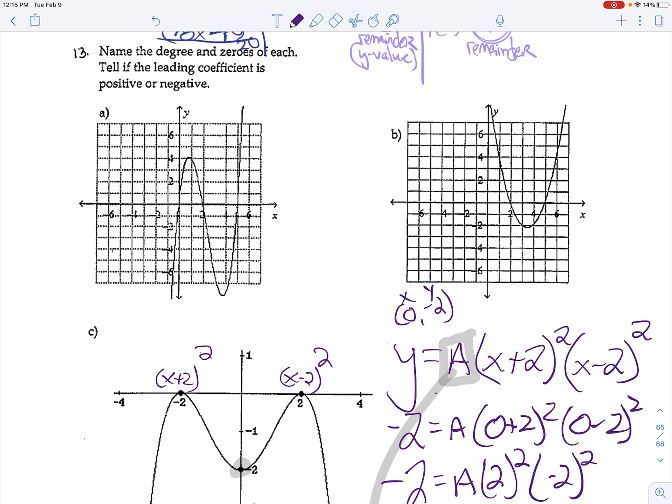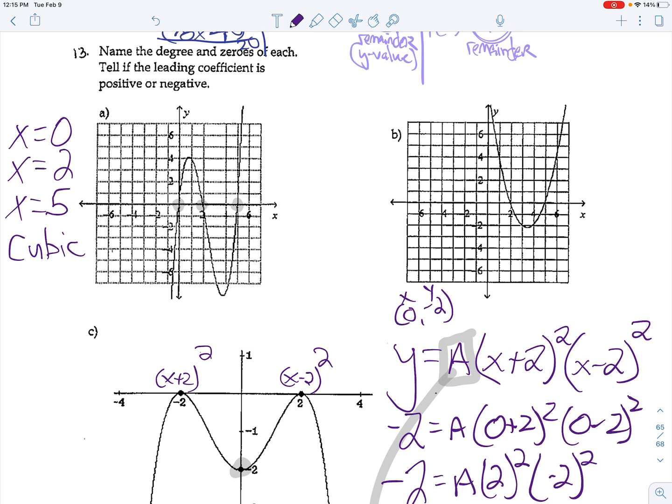All right, what about parts A and B here? Name the degree and the zeros of each. Tell if the leading coefficient is positive or negative. So they don't want you to write the equation here. For part A, the end behavior is different, so it's an odd-powered function, like an x^3 or an x^5. You look at the roots to determine that. If there's any multiplicity with these roots, then I might say it's an x^5, but those are simple roots. There's no repeated root there.